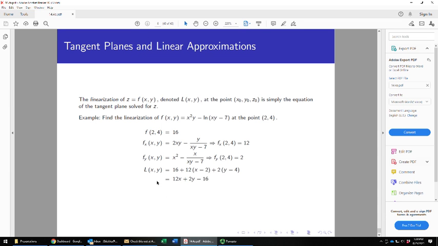Then the equation of your tangent plane would be z minus z naught equals 12 times x minus 2 plus 2 times y minus 4. All the linearization says is you would move that minus 16 to the right-hand side and make it a plus 16. And that should be a plus sign here instead of a minus. So that should be a plus 16 right there. It's just a typo.